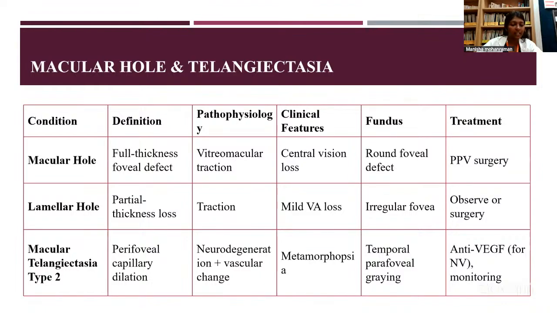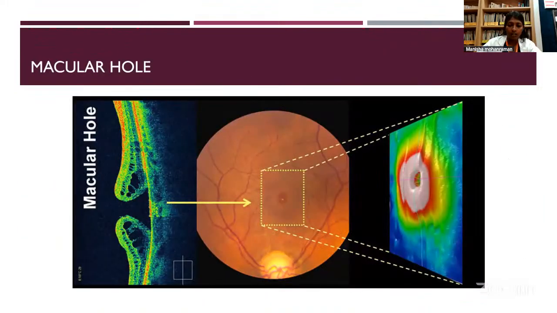Macular telangiectasia type 2 occurs due to neurodegeneration plus vascular changes. It is known as perifoveal capillary dilation. The clinical feature is metamorphopsia. The fundus changes: temporal parafoveal graying, and treatment is anti-VEGF for neovascularization and monitoring. This is the image of a macular hole.